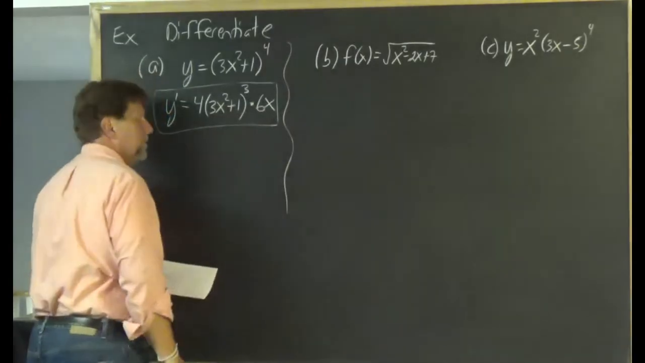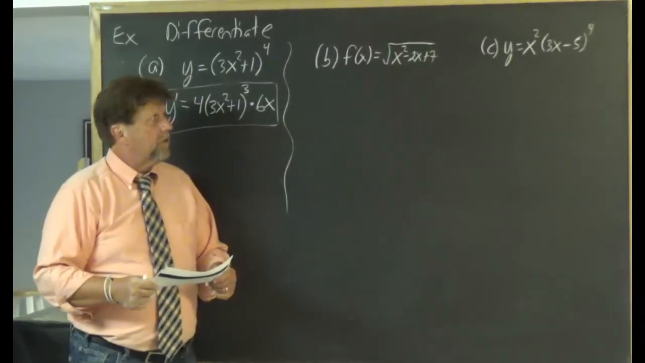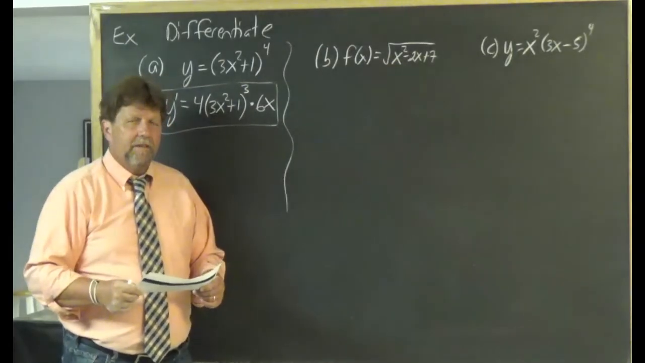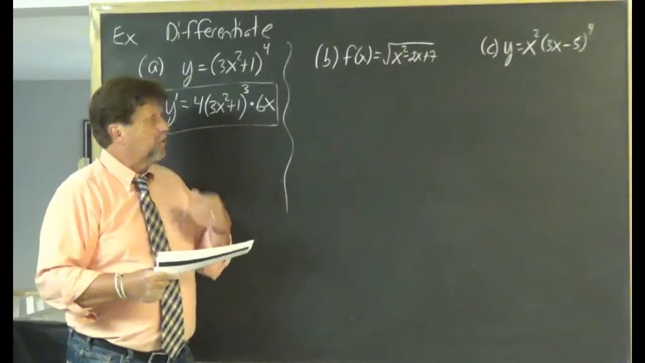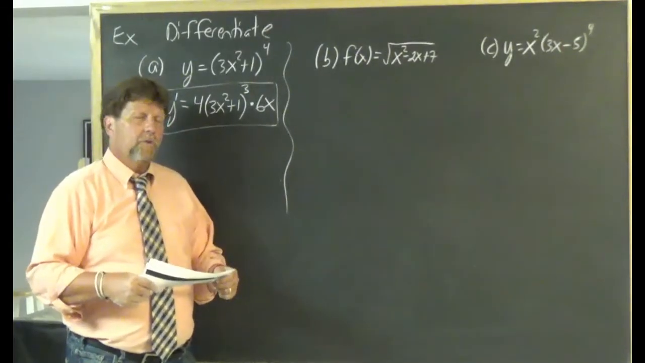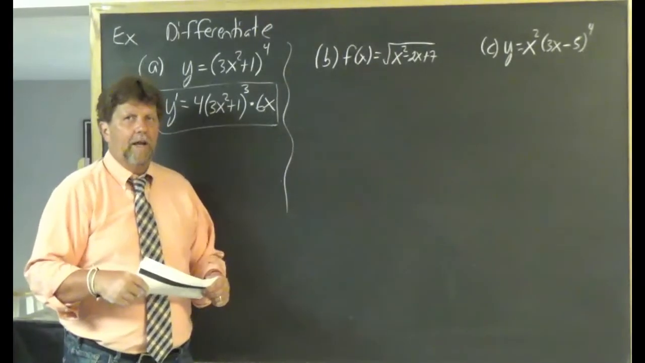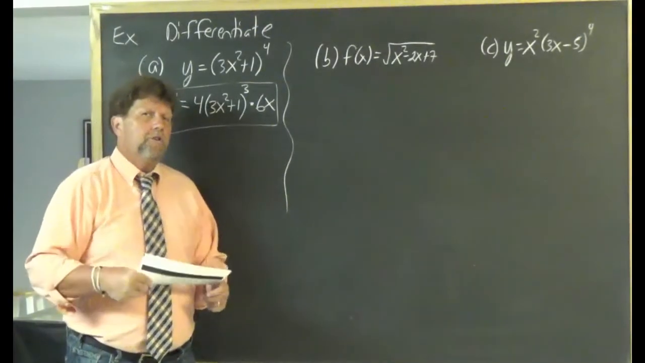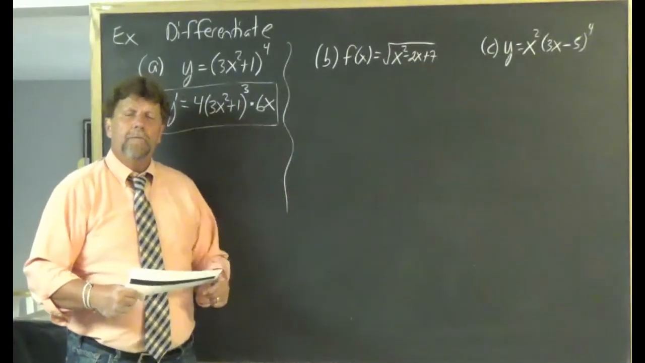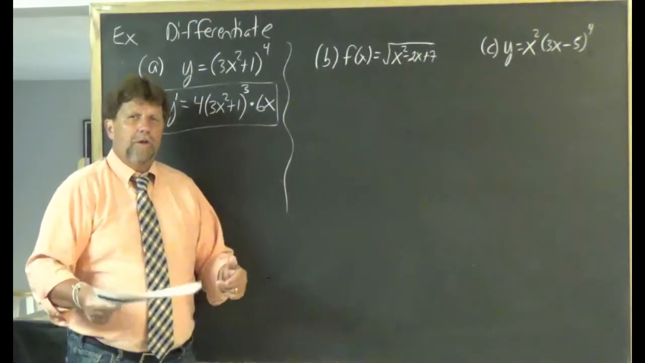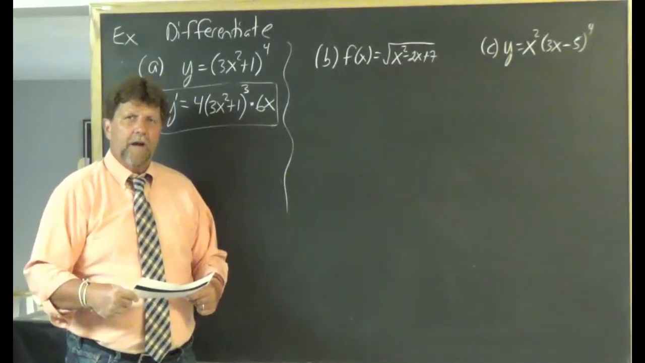That's it. Part B, the function square root of x squared minus 2x plus 7. First thing I would do is rewrite that as x squared minus 2x plus 7, quantity to the 1/2 power. So why don't you do that, and then pause the video and finish off part B. Once you've done it, restart the video. I'll be here at the board to make sure you did it correctly.